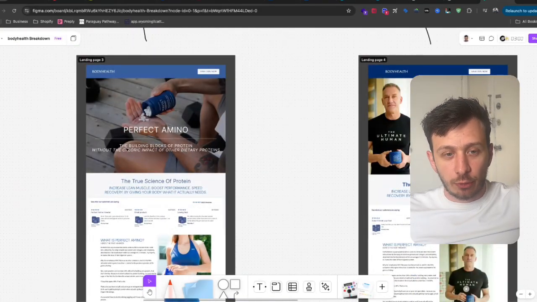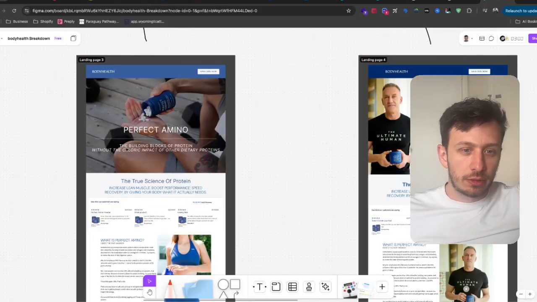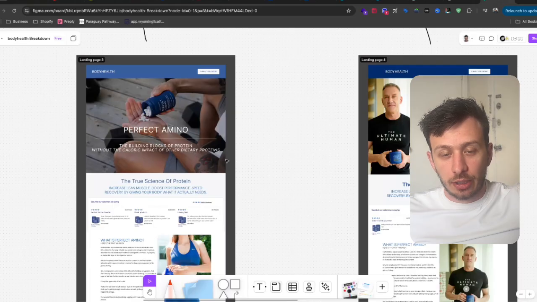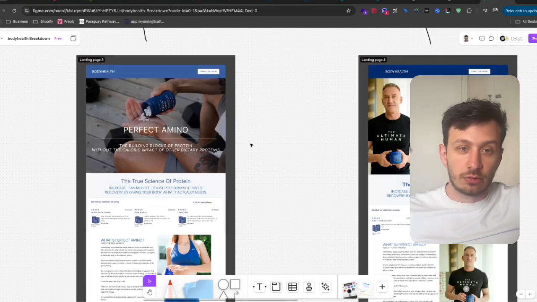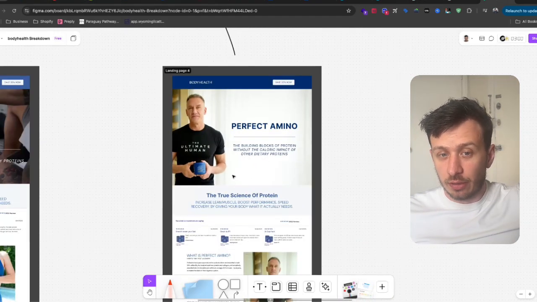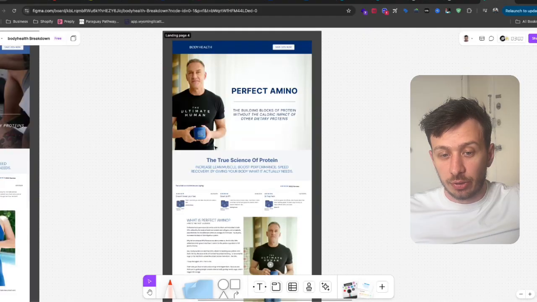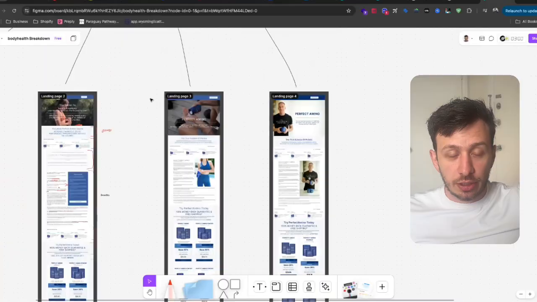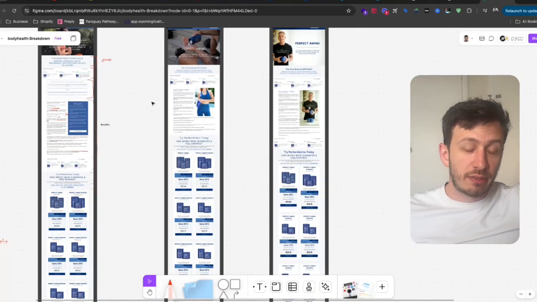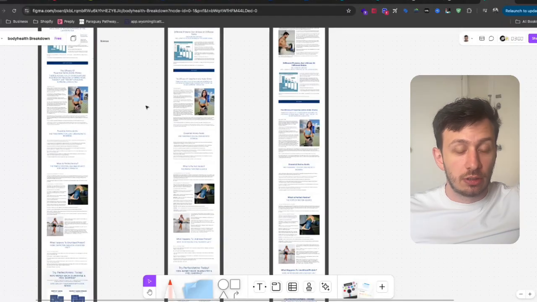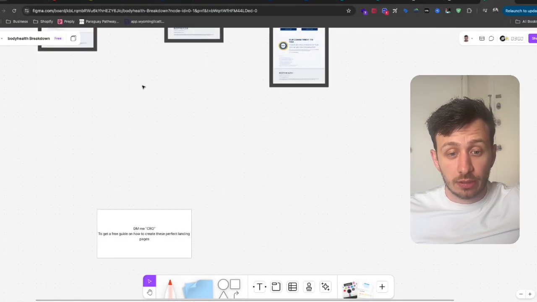So this is more for warm or hot traffic. The building block of the protein without the caloric impact of other dairy protein. There you go. Just straight to the point. And same goes for this one, but now the personality is a bit different. So these are all the landing pages that actually make them achieve this 5 million per year in revenue. Those landing pages only. We're not even considering their website.